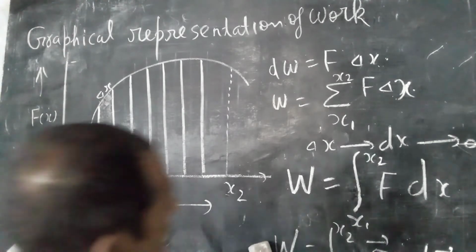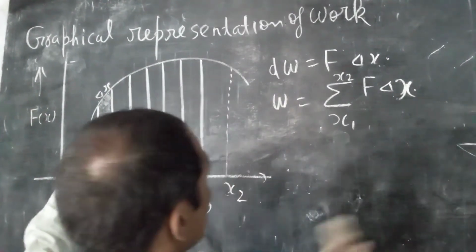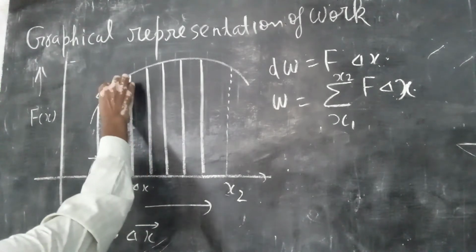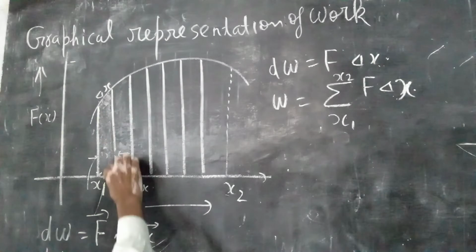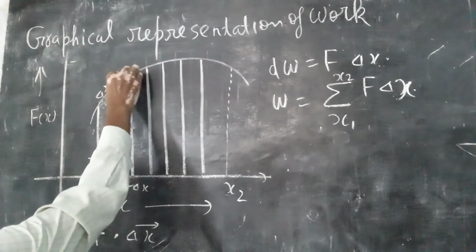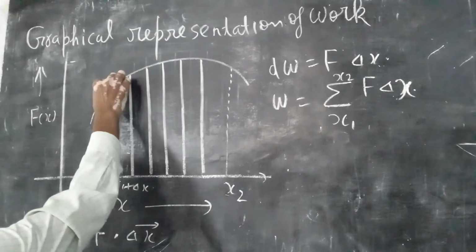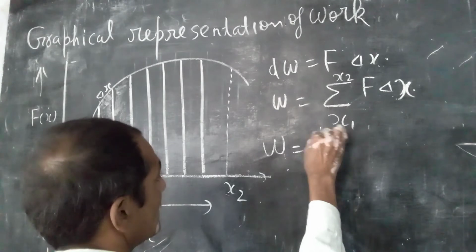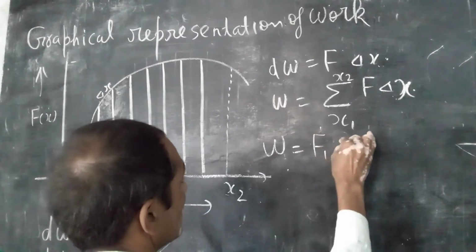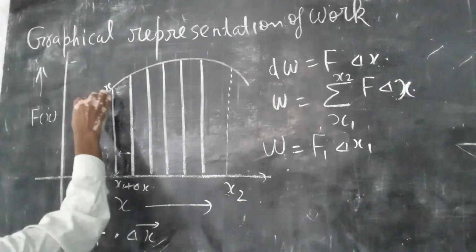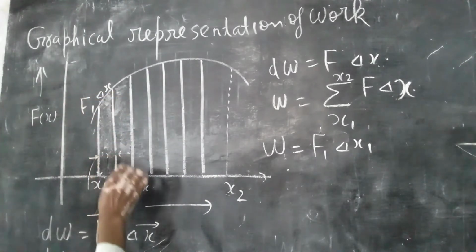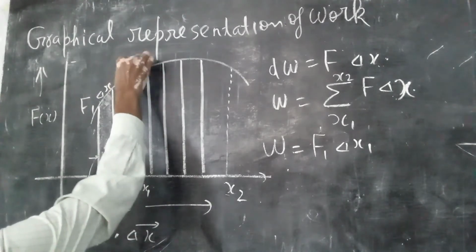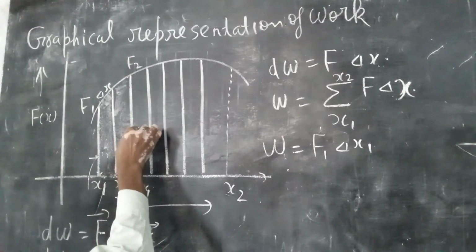ठीक है. F delta x becomes the area of this strip. Similarly, F into delta x becomes the area of this strip. Let the force at this point be F1, so this term is equal to F1 delta x1, where the width is delta x1. The force for this strip is F2, and the width is delta x2.